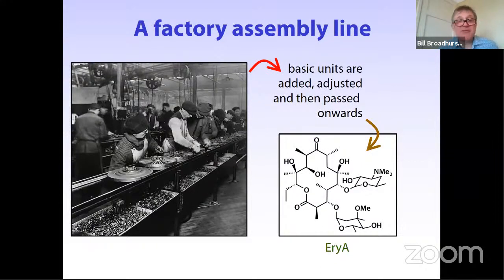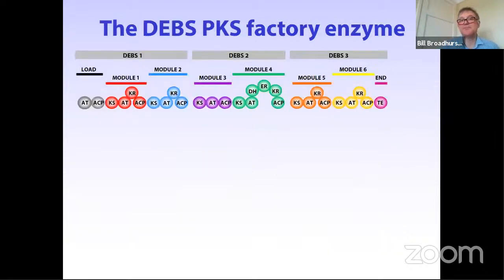And the enzymes that erythrea uses to make erythromycin turn out to have another more unusual feature as well. They behave like factory assembly lines, where basic components are loaded onto a conveyor belt, joined together, adjusted, and then passed along to the next workstation in order to be extended, adjusted, and passed along once again.